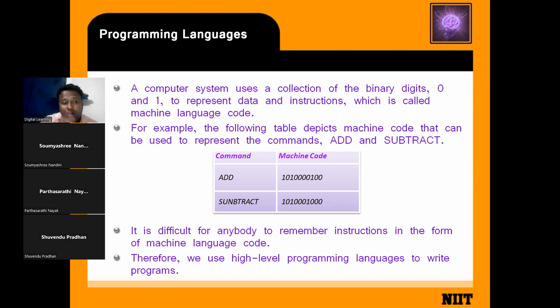Just think that for addition, means for only the plus symbol, the computer understands this number 101 50100. For subtract, it is 101 000 1000. So is it possible? Whether the plus symbol is easy for us to remember, or these numbers? We are not able to remember these numbers, and all the numbers are a combination of 0 and 1. There are no different numbers present. It is quite impossible for the human brain.